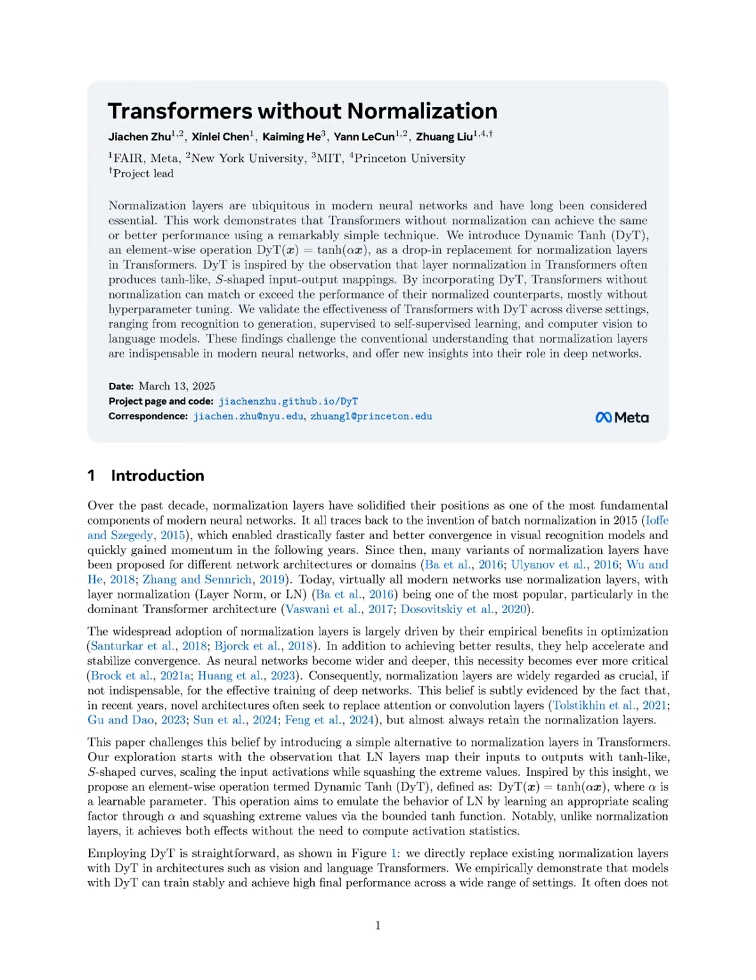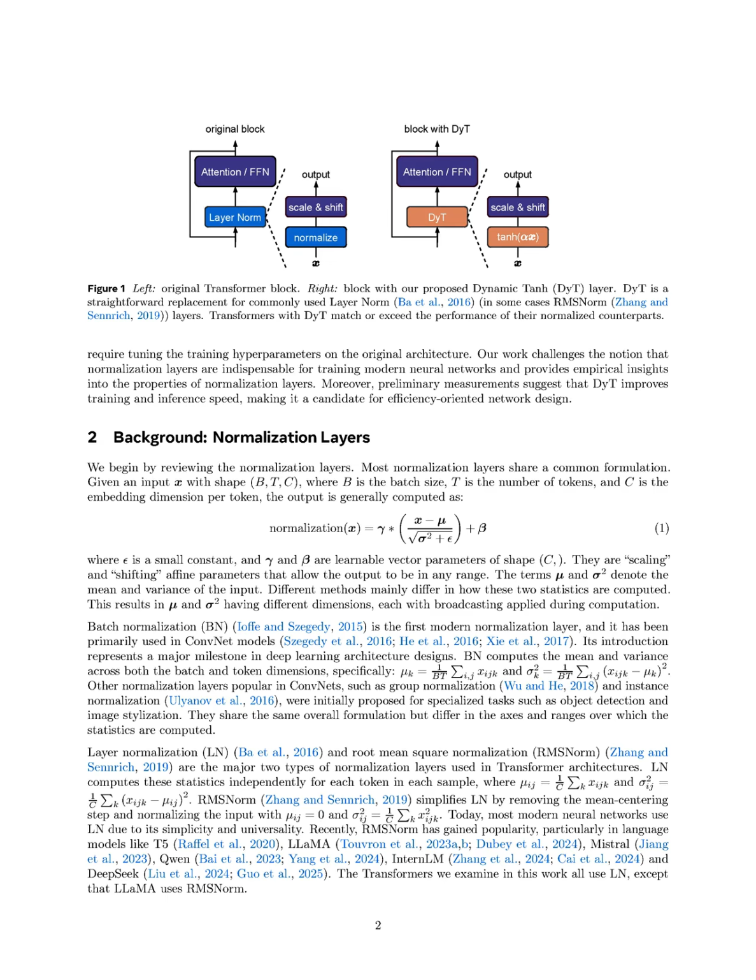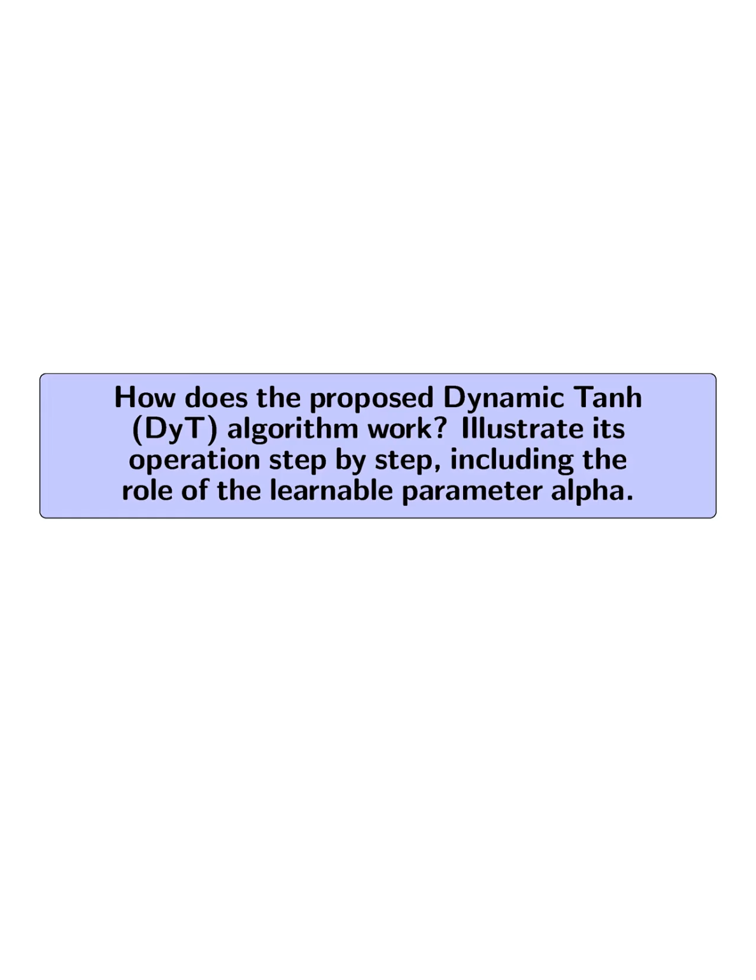This approach not only simplifies the architecture by allowing for a direct replacement of normalization layers, but also maintains comparable performance and stability during training. Additionally, DyT is designed to improve training and inference speed, making it a more efficient alternative for modern neural network design.